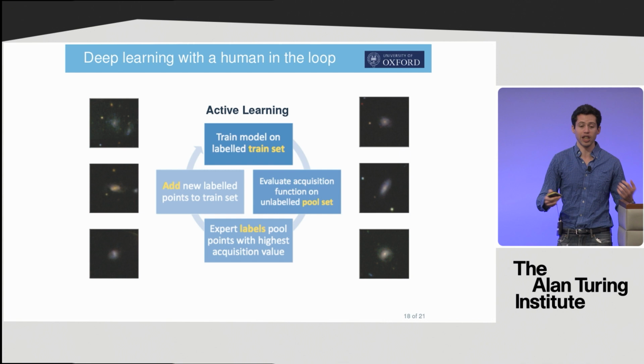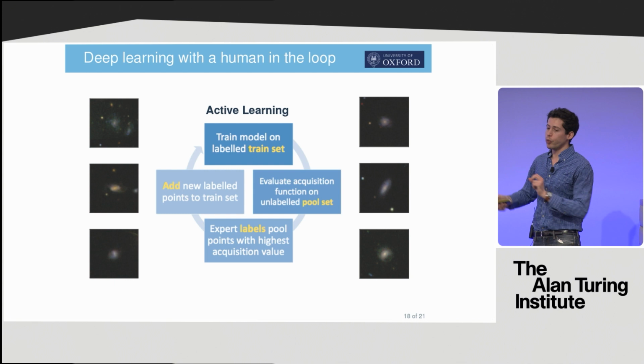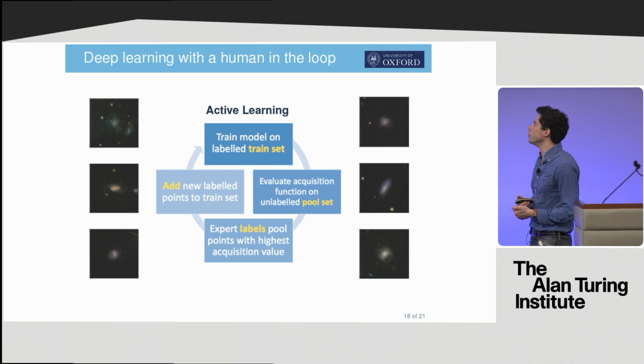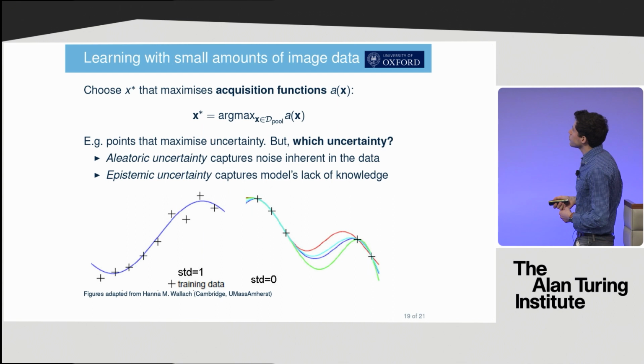We ask an expert to label only the points with the highest acquisition value that we think will be the most informative for us to label. We add them to the training set, and then we refine the model. We fine-tune the model with the new labeled points added to the training set. What acquisition function should we use?